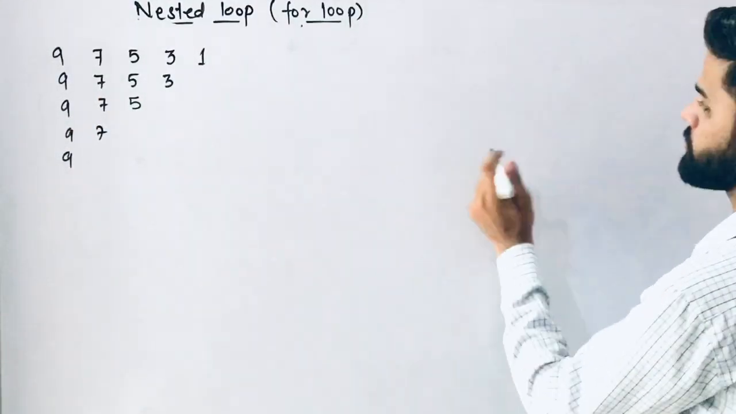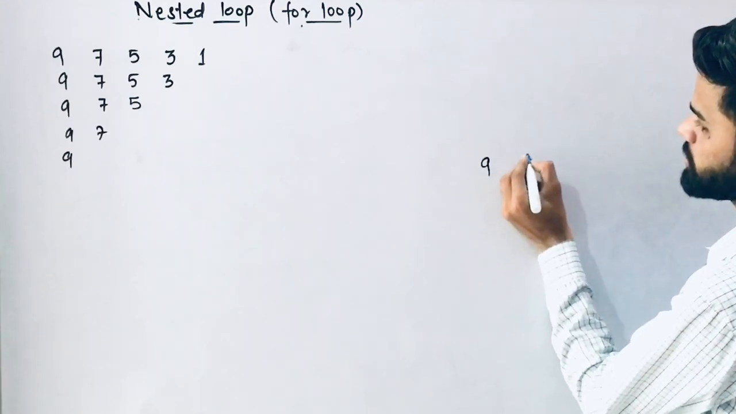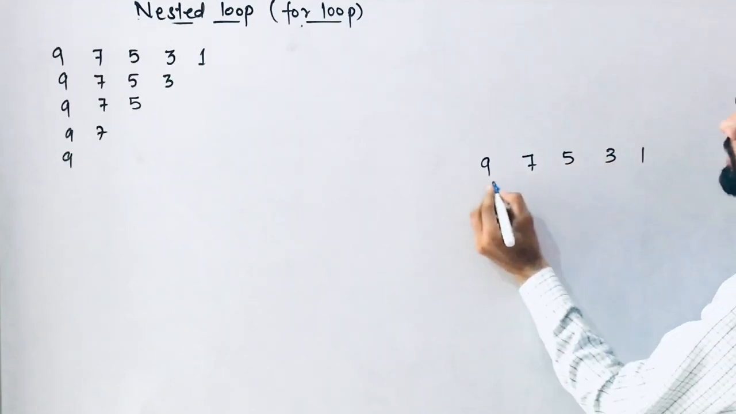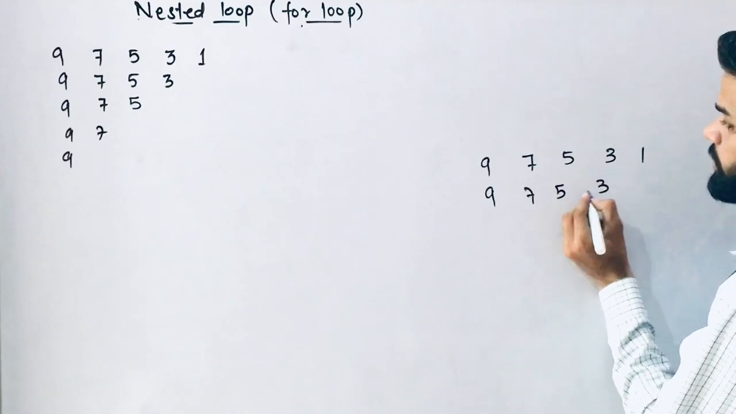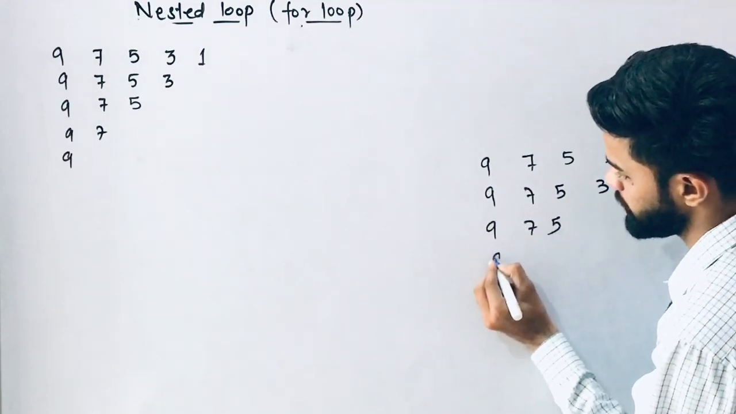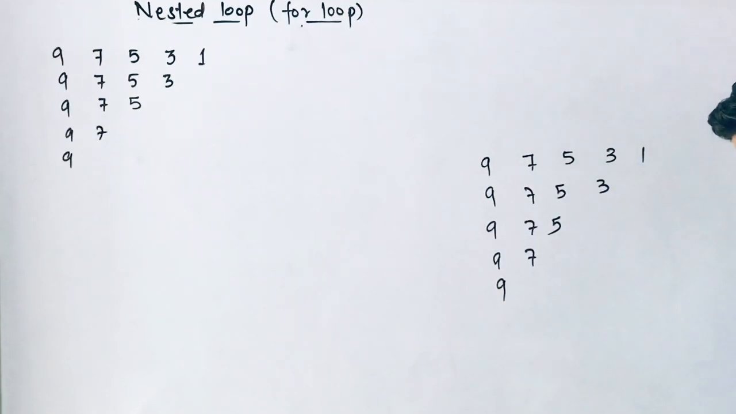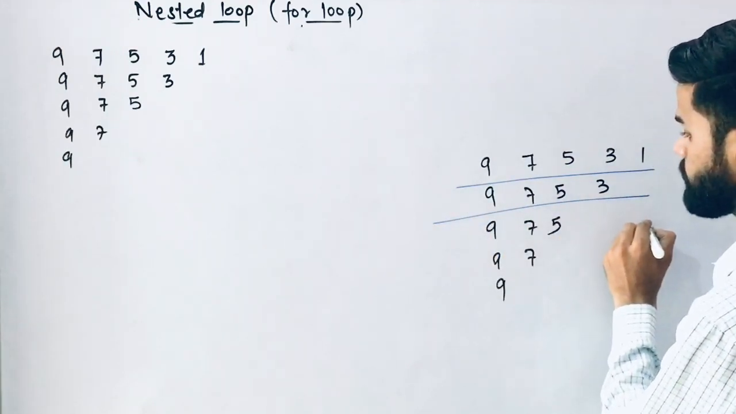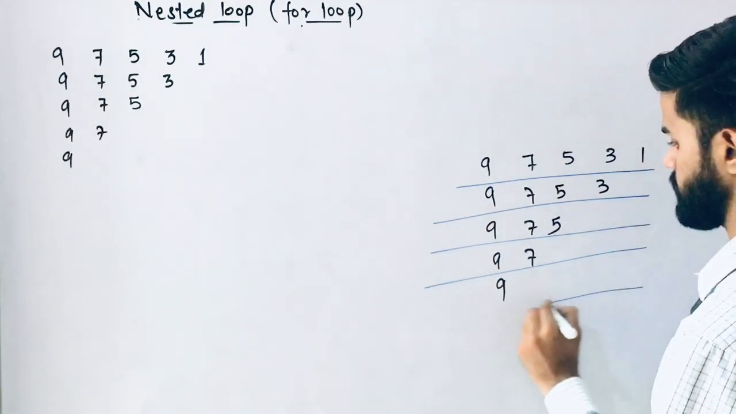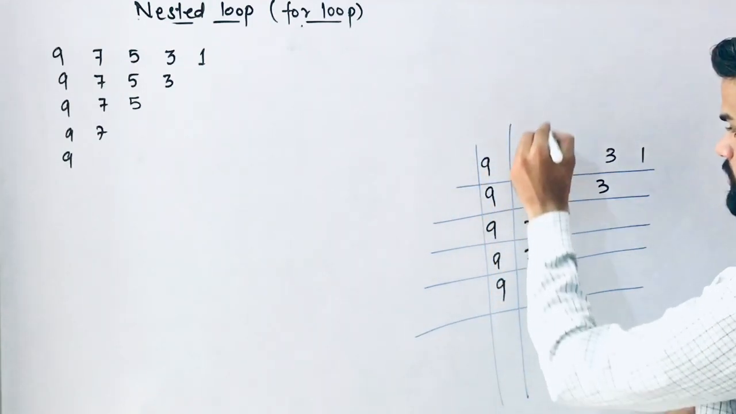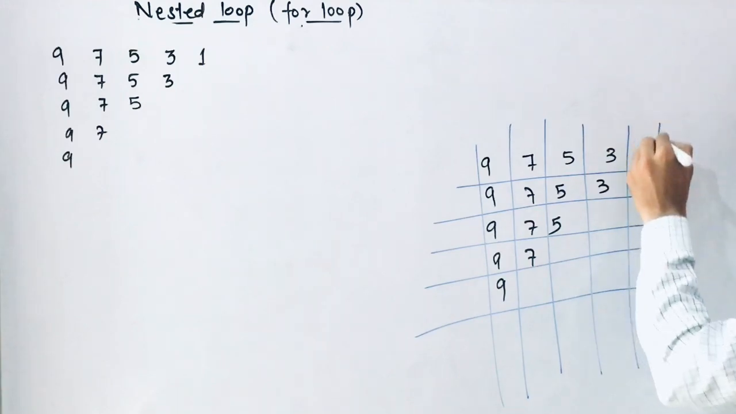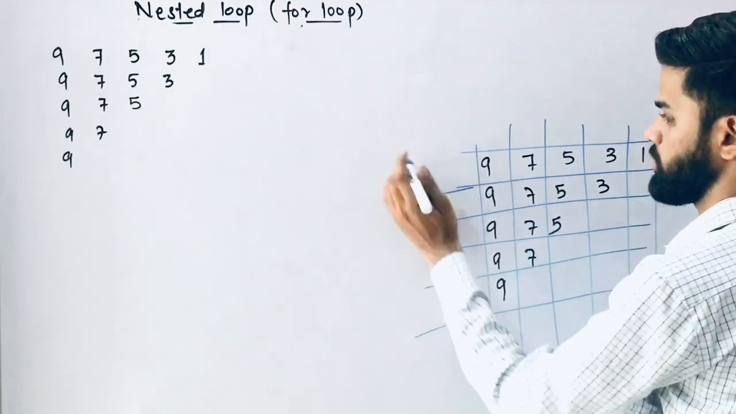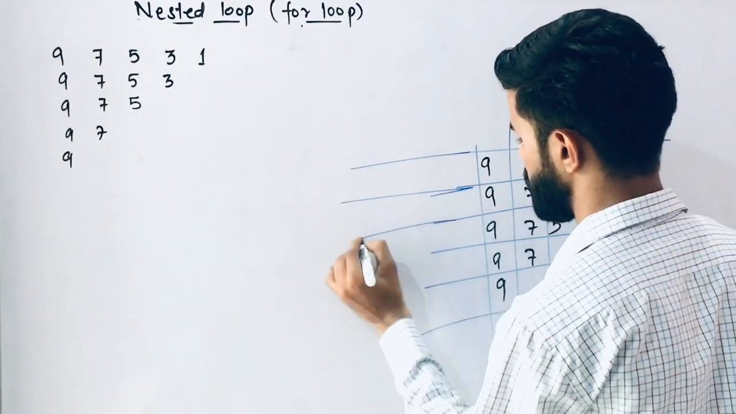So see class, 9 7 5 3 1, 9 7 5 3, 9 7 5, 9 7, 9. So now we are going to print this pattern, but just before printing, we need to find what is the relation between both. Both means inner loop and outer loop.